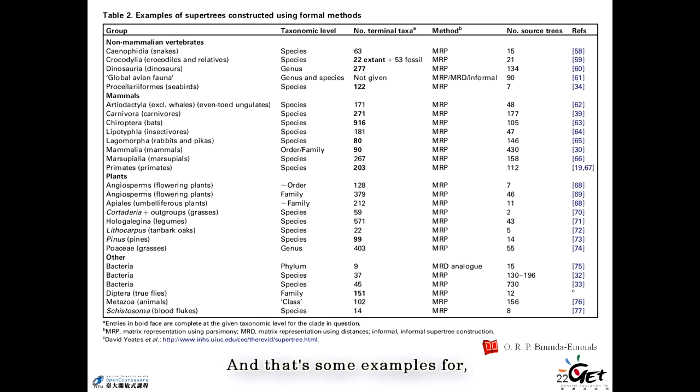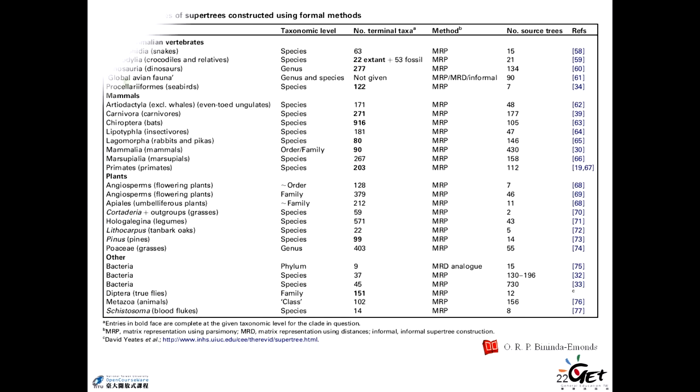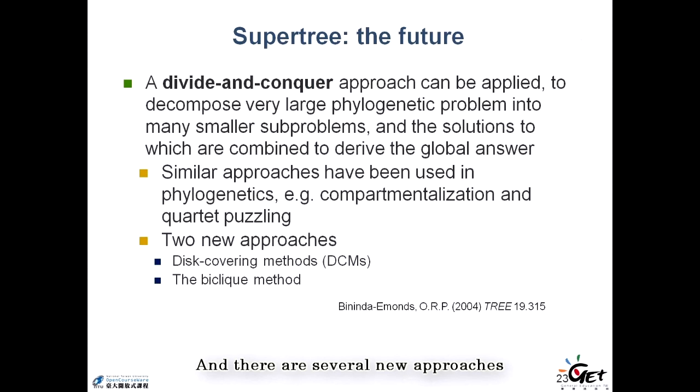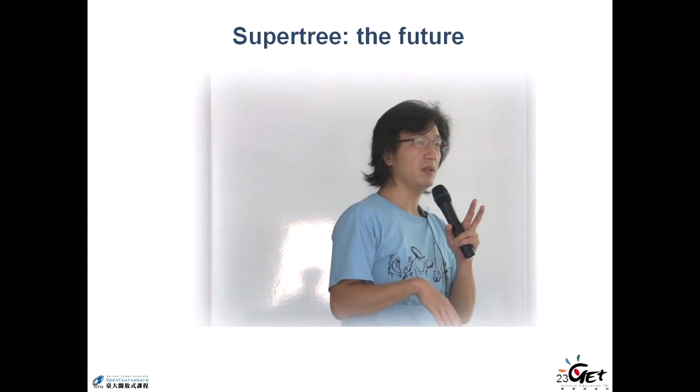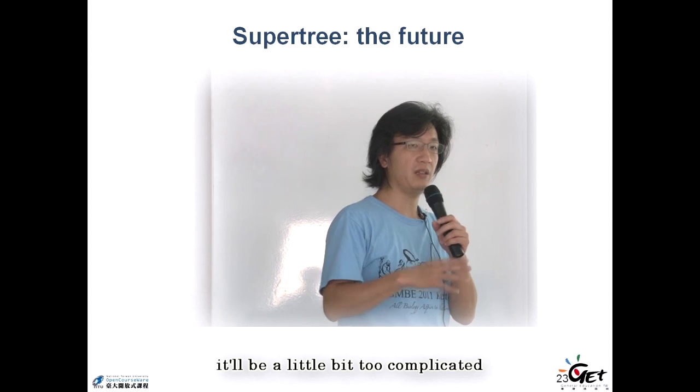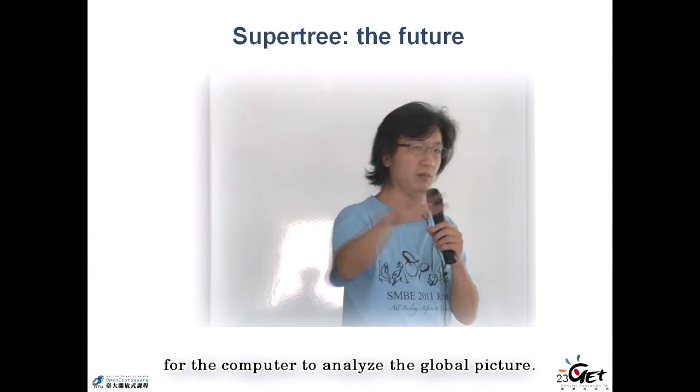And there are quite a lot of examples. This is an old review, and there are even more taxa using this supertree approach to combine data. And there are several new approaches developed for supertree construction, something called divide and conquer. Basically, the idea is that if you are combining a lot of data matrices, it'll be a little bit too complicated for the computer to analyze the global picture.